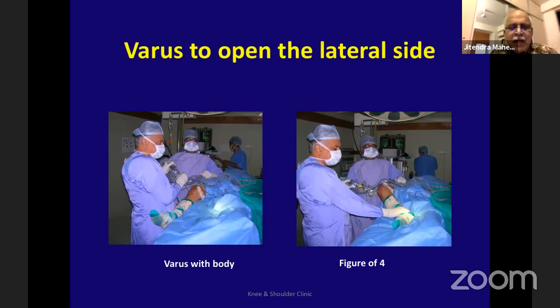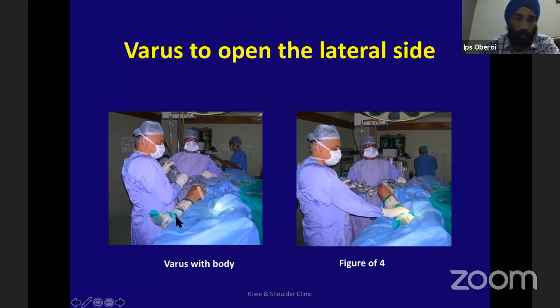I normally use a varus by my body itself because I keep the knee in about 30-degree flexion and I just put my body here to give a varus stress. If it is comfortable, good enough. Otherwise, I tell my assistant to push from here. But in 30 degrees, the advantage is there is a lot of flow of water inside.